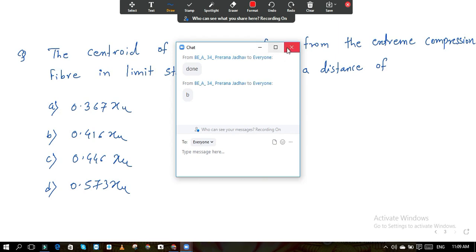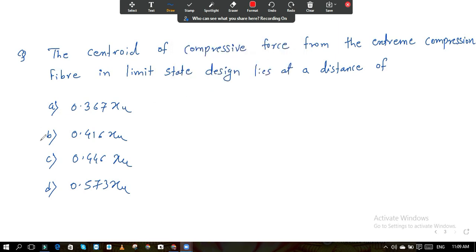Answer is B, correct. 0.416 XU means 0.42 XU. Here the digit is 6, so we can increase the previous digit by 1. So we take it as 0.42 XU, and in exact figure it is 0.416 XU. Okay, so this is the answer.